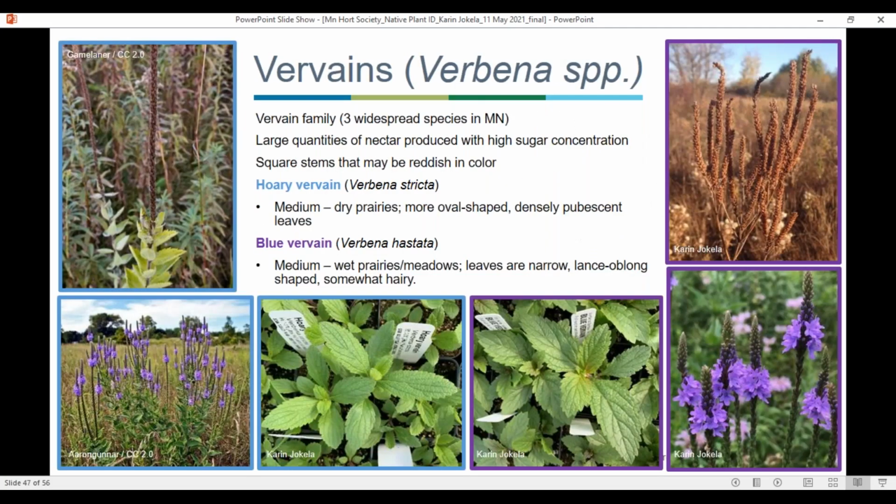The vervains, we have a few different species in Minnesota. 2 that get used most often in plantings are blue vervain and hoary vervain. Both can look similar at the seedling stage. They prefer really different soil types. So the hoary vervain prefers really dry sites, especially pasture sites, upland pastures. Whereas blue vervain, Verbena hastata, prefers more of a sedge meadow, wetter sites. They can look a lot like nettles. Of course, they're not going to sting you, but they can have that look at the immature stage.